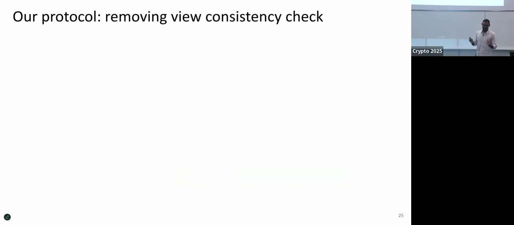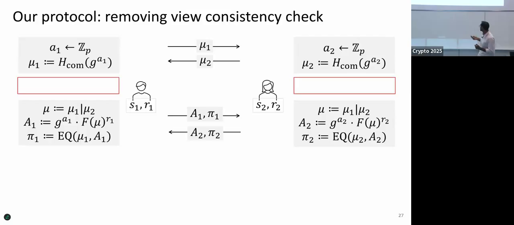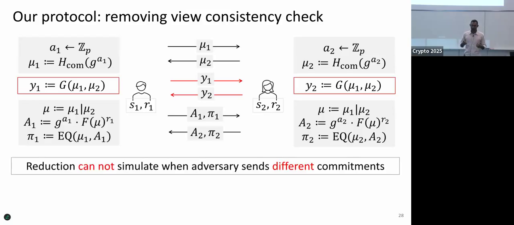Now I'll briefly say, in only one slide, how we remove this view consistency check. Recall that these are the first 2 rounds of our protocol. But if I look at our previous protocol, Glacius, it has this additional step where parties need to exchange views so that they can make sure everybody has a consistent view. Again, this is purely an artifact of the security proof, where the reduction did not know how to simulate the view of the adversary if the adversary sends different messages to different parties.